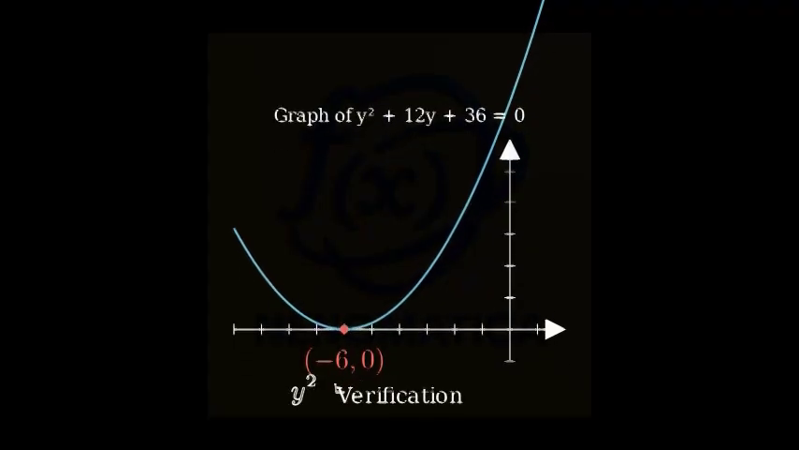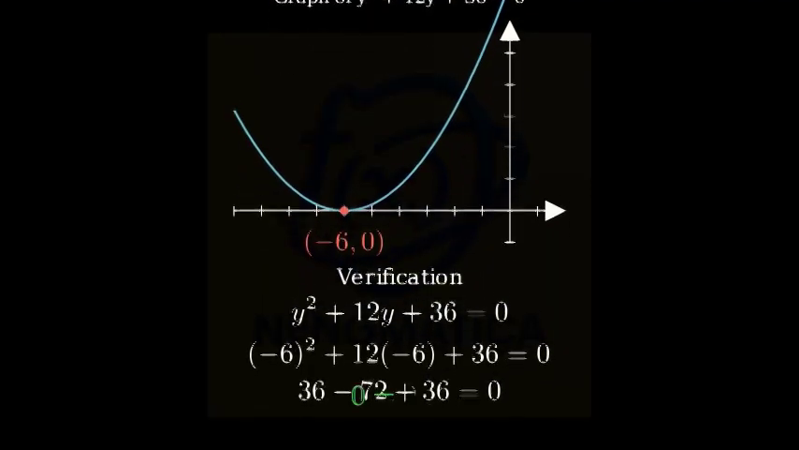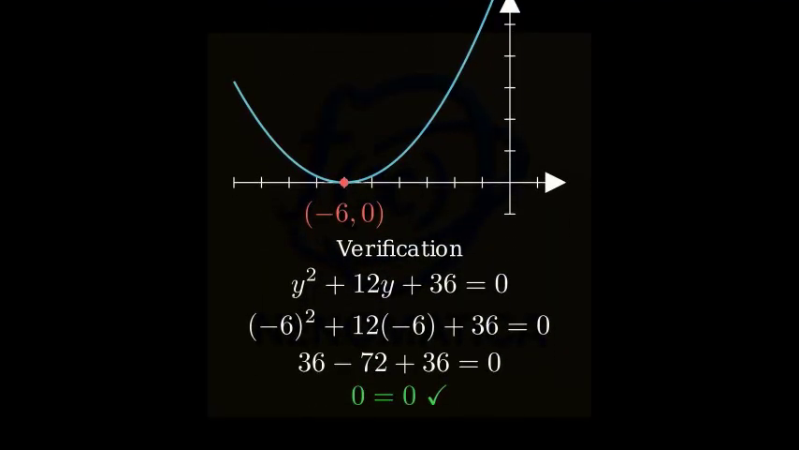Let's double-check our solution by substituting y equals negative 6 back into the original equation. y squared plus 12y plus 36 equals 0. Substituting y equals negative 6: negative 6 squared plus 12 times negative 6 plus 36. That's 36 minus 72 plus 36, which equals 0. So our solution checks out, and we've verified that y equals negative 6 is indeed the solution to our original equation.